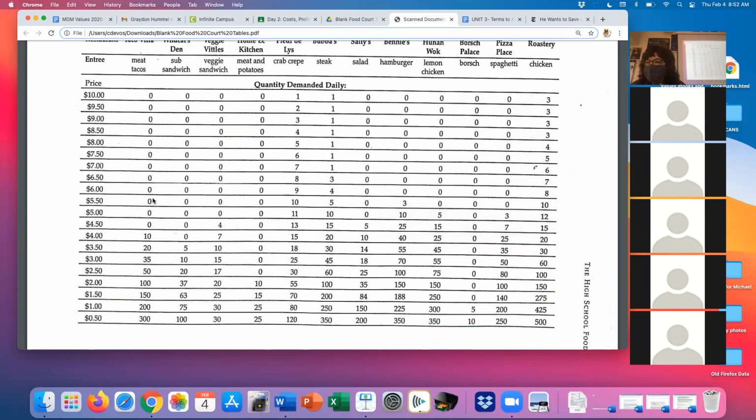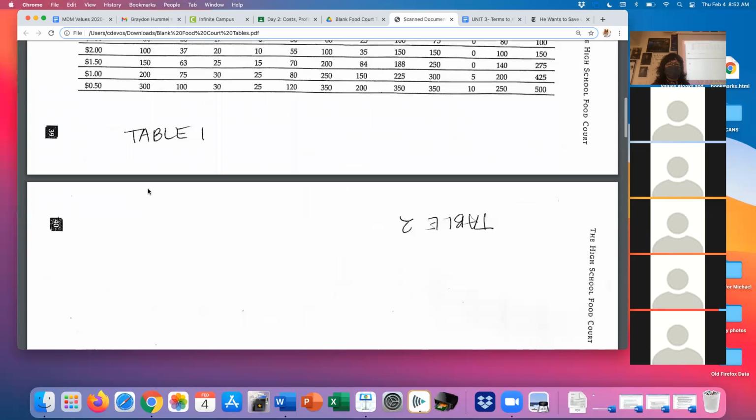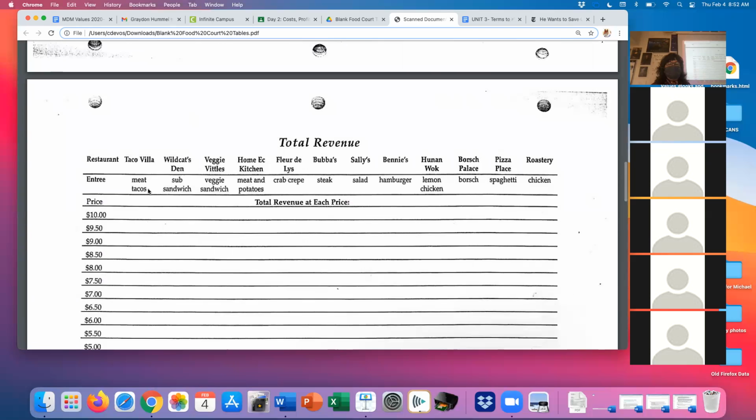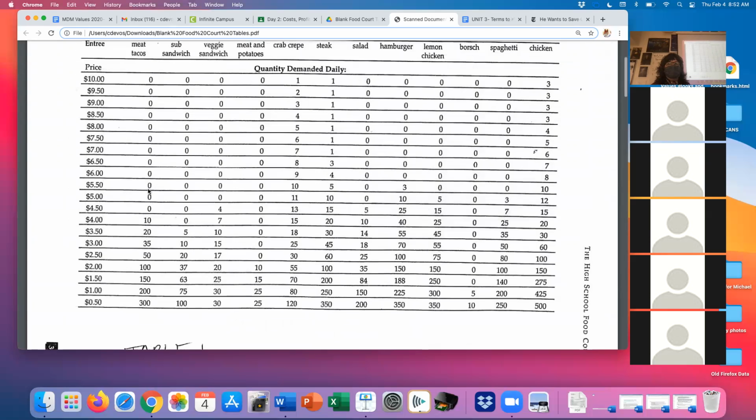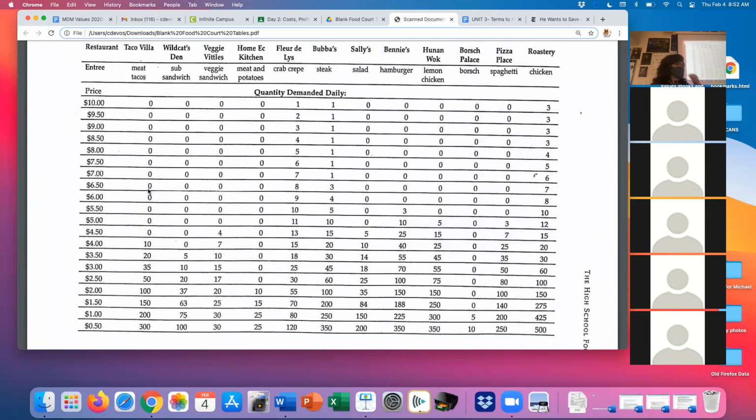People at home, are you good with this? Do you understand what we're doing? Do we have to do the daily cost? We'll do that later, okay? Right now, we're just going to do one at a time. So we're just going to do the total revenue, okay? Like I said, I'll keep this up here if you want to keep looking back at that one.